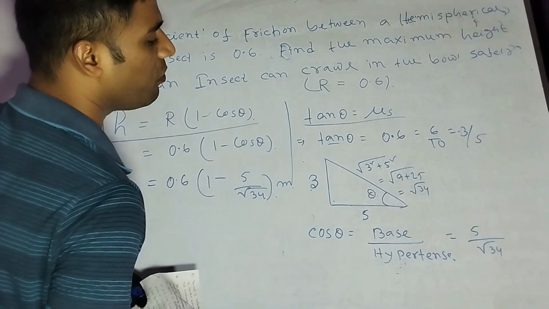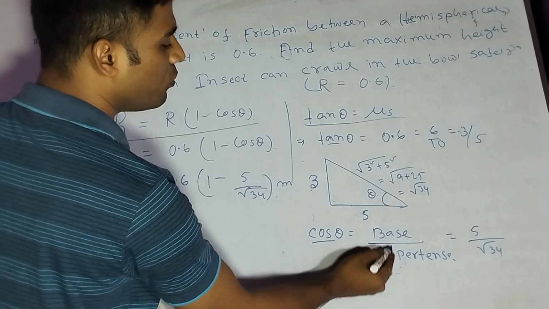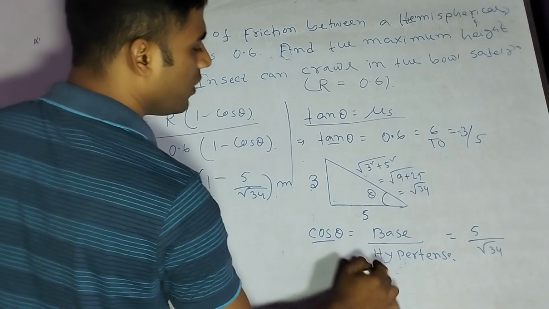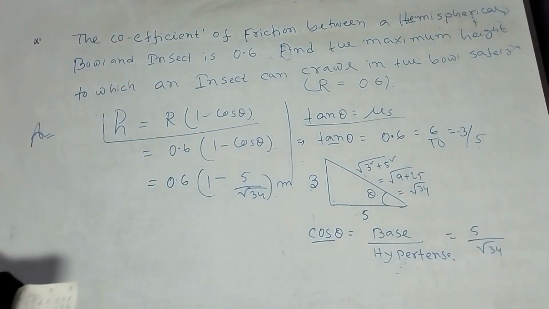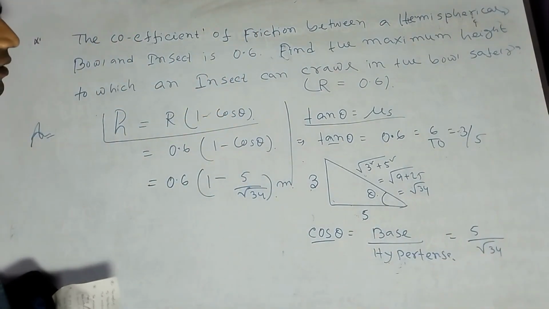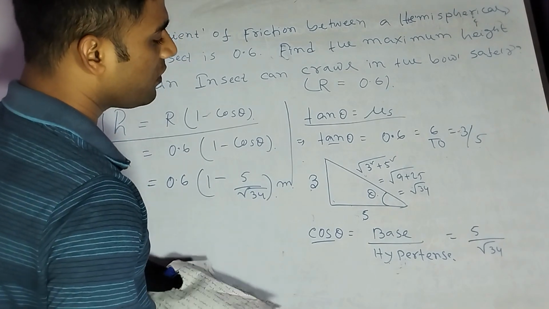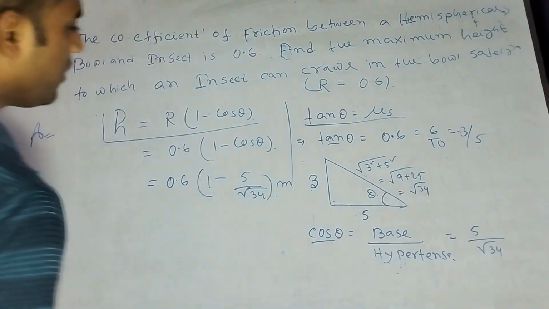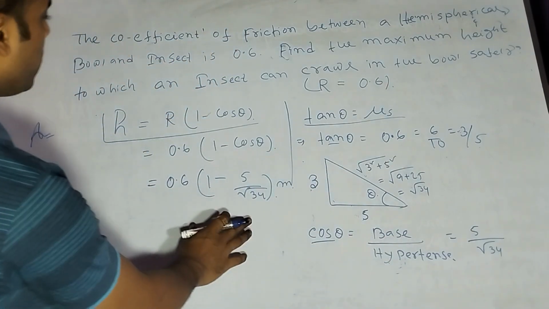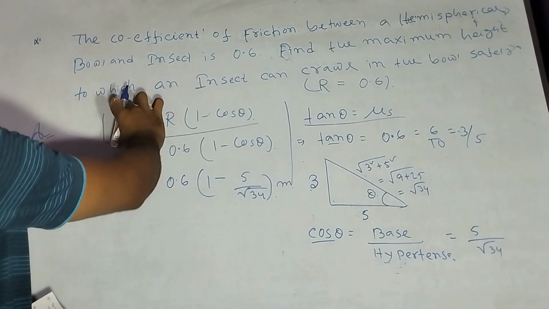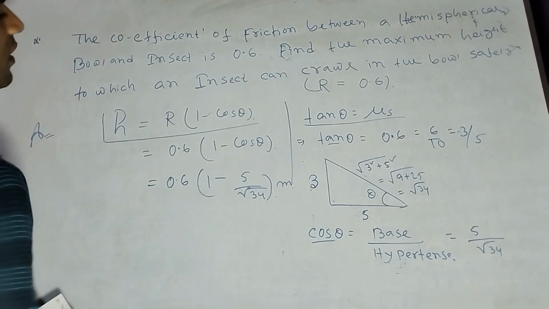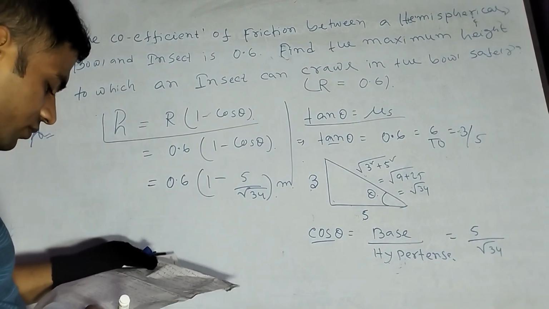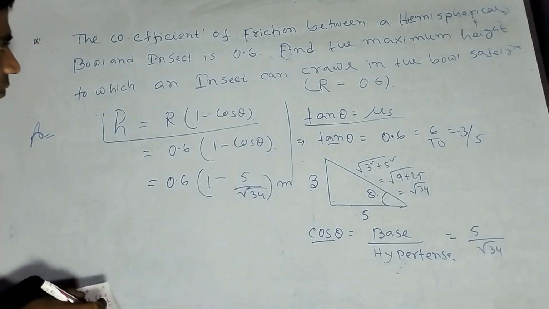From here I will find the cos theta value. Cos theta is equal to base by hypotenuse. The hypotenuse length is root over (base squared plus perpendicular squared), which we have found. Putting base by hypotenuse, the value comes out as 5 by root 34. This is the complete solution of the hemispherical bowl problem. The safe height is the answer: 0.6 times (1 minus 5 by root over 34). Then next problem.